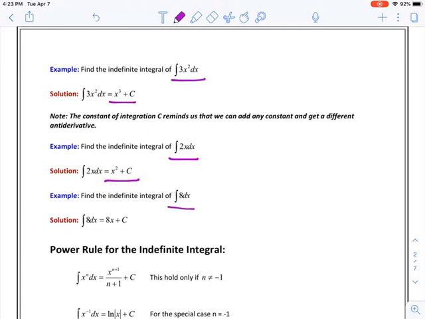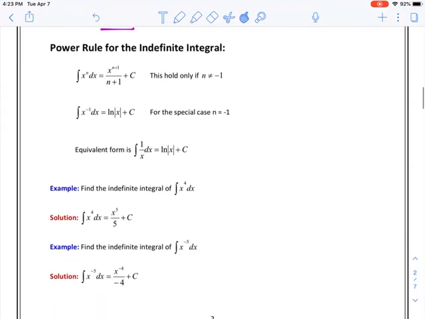Now here's one we haven't done, 8 dx. So what function, if we took its derivative, would we end up with just 8? And I'm thinking 8x. If I take the derivative of 8x, I end up with 8. And so if we have the indefinite integral of 8 dx, the antiderivative is going to be 8x plus c. So again, we're working backwards. But we can only work backwards from an intuitive point of view so long. Eventually, we're going to get to some more difficult problems where we have to have a rule.